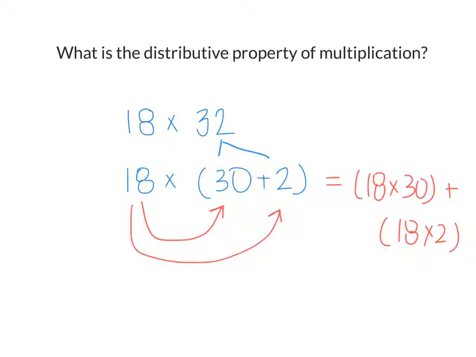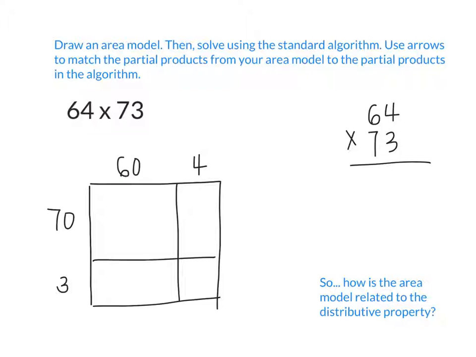Today we're going to see how this is represented by an area model. Are you already starting to see clues of how it might be the same as an area model? Yeah. If not, don't worry, you will. Today the directions are similar to yesterday. It says to draw an area model, then solve using the standard algorithm, and then use arrows to match up where those partial products show, okay?